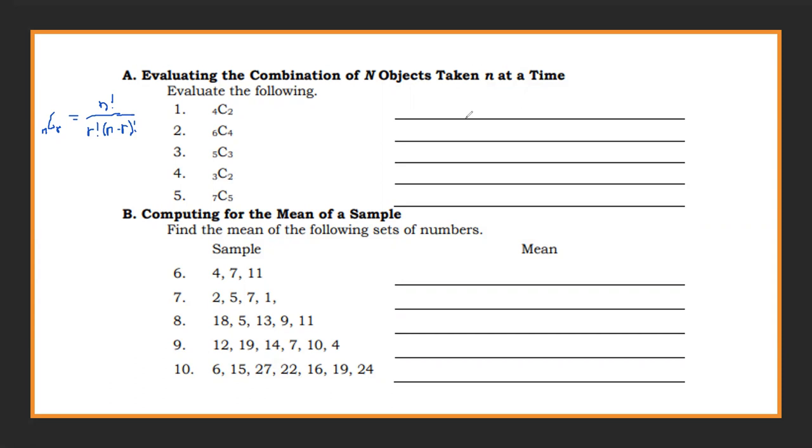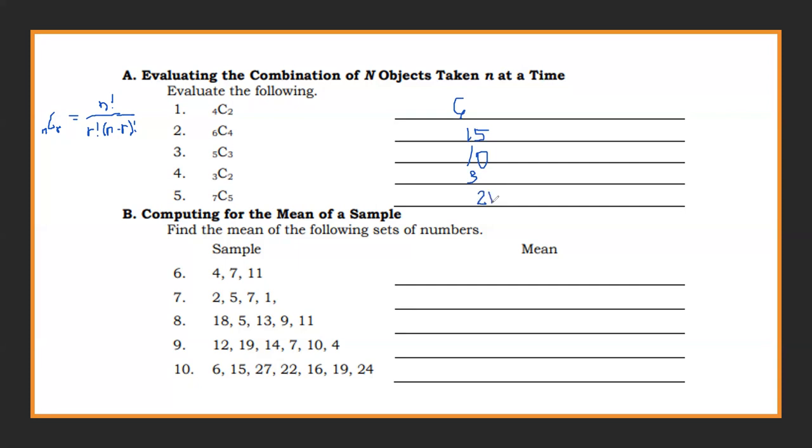So, that's 4 taken 2 at a time. That will be 6. Then we have 6 taken 4 at a time. That will be 15. 5 taken 3 at a time. That will be 10. 3 taken 2 at a time. That will be 3. And 7 taken 5 at a time. So that will be 21.